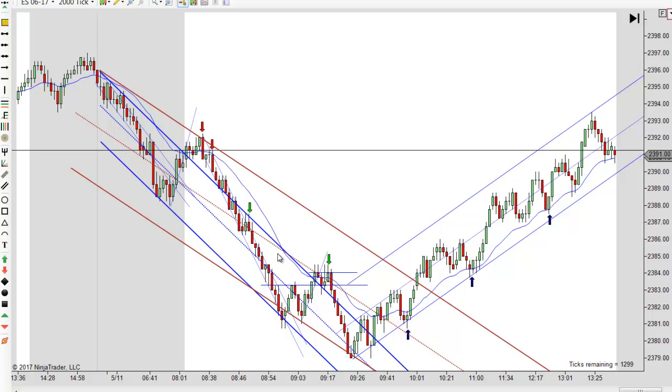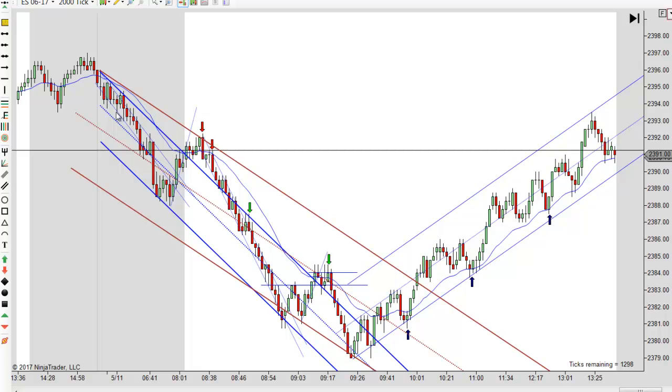You could have seen this bigger channel. They're probably all correct. There's a very short-term one right in here, the real light one. Then there's the darker blue one with the midline, and then there's the bigger brown one. I was playing the brown one.